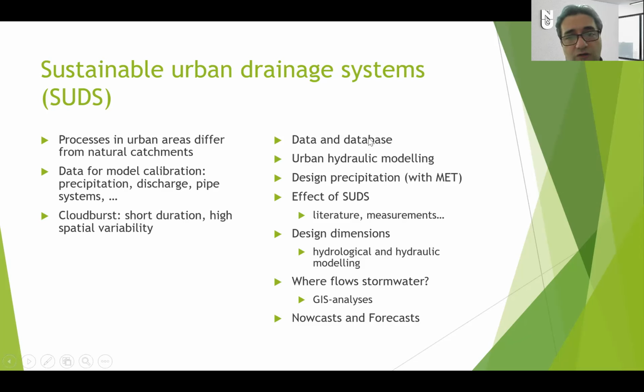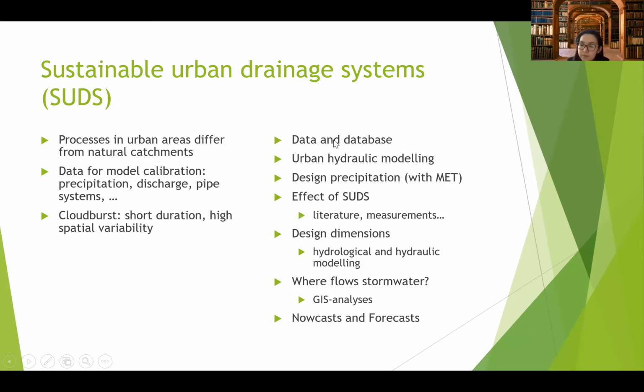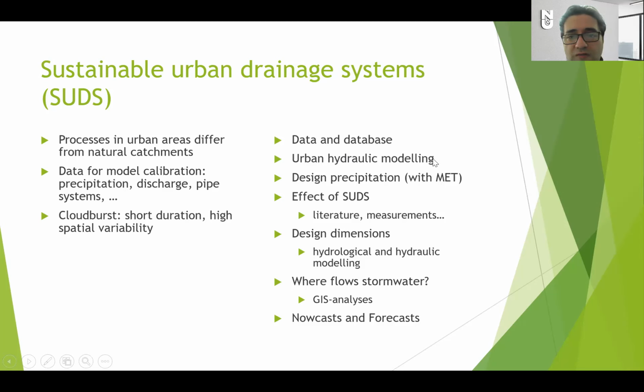I don't know how you call it, Kazhydromet. I think you call it Kazhydromet, right? Yes. You can get this data and database from them while you are making an analysis at the urban level. Then you can develop an urban hydraulic model. We don't have such urban hydraulic modeling in most of the cities in Kazakhstan, so it is a very interesting area to focus on. Then you can also make a design for precipitation data by using meteorology data.